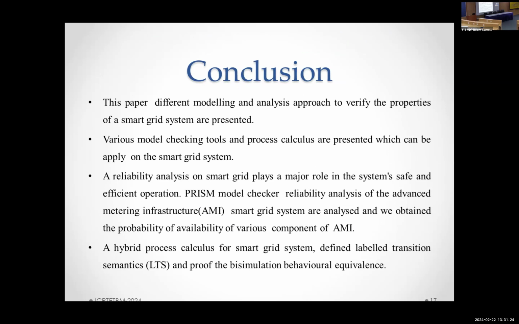Ma'am, basically this smart grid system is a very huge system because it has power generation, transmission, substation, distribution, and all that. We are only focusing on the distribution process to customer demand side management, and this portion is called advanced metering infrastructure. So I am defining the advanced metering infrastructure, and for that I am taking some assumptions. On the basis of that, we designed the state probability model using the PRISM model checker, and for that we calculated the reliability.